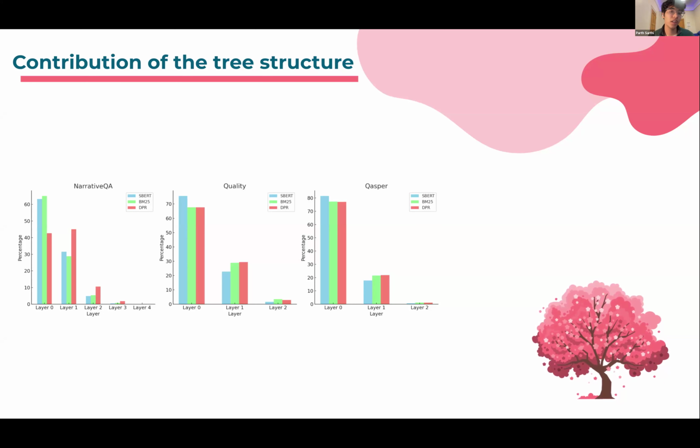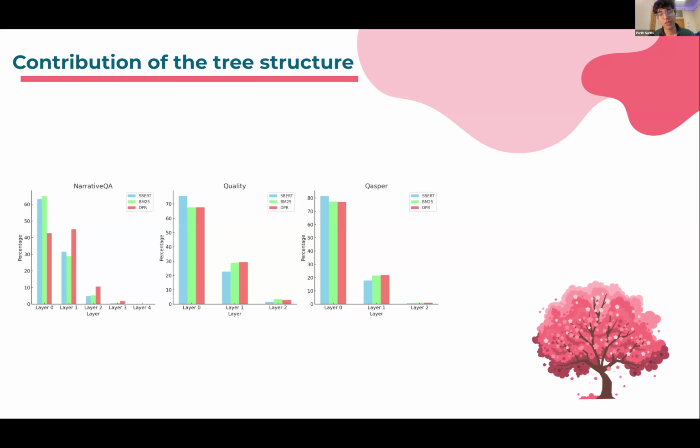So we're looking at 3 datasets, and we were building these trees, and we were retrieving using the collapsed tree approach, and we were curious to see where the nodes were coming from. Interestingly, we saw that around 30% of the nodes are the higher level nodes, and the rest are leaf level nodes, right?